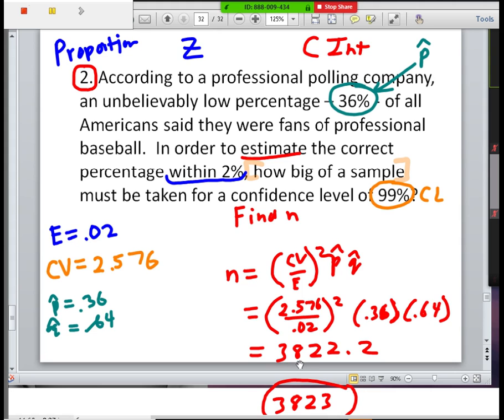And you get 3822.2. You have to have a whole number of people. You cannot survey a portion of a person, so you have to round, but you have to round up because this is the minimum sample size needed. So 3822 is not enough. You need at least this much. You have to round up to 3823. Make sure you pay attention to that because that will cost you a point or two. Questions on this one?